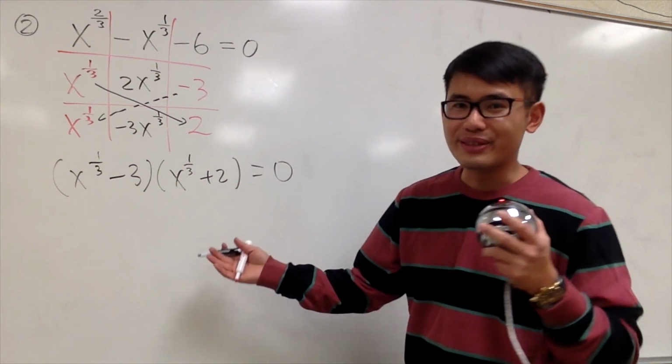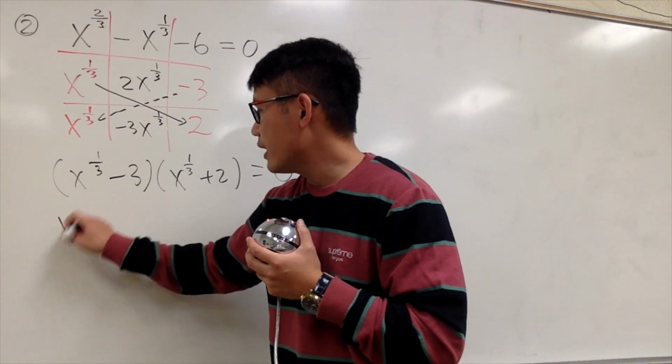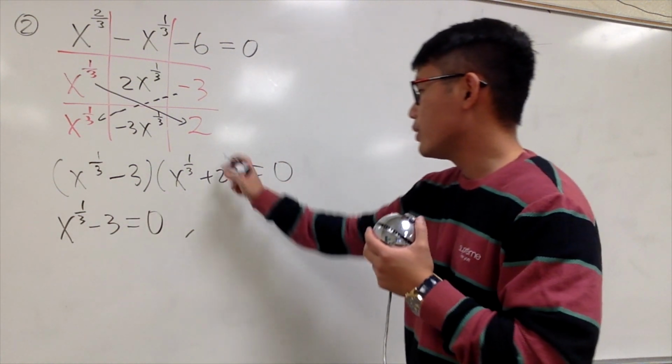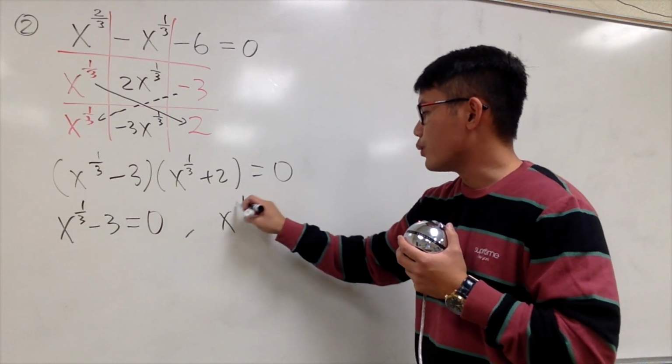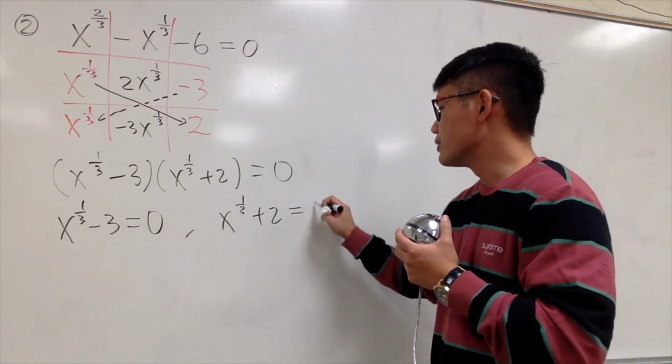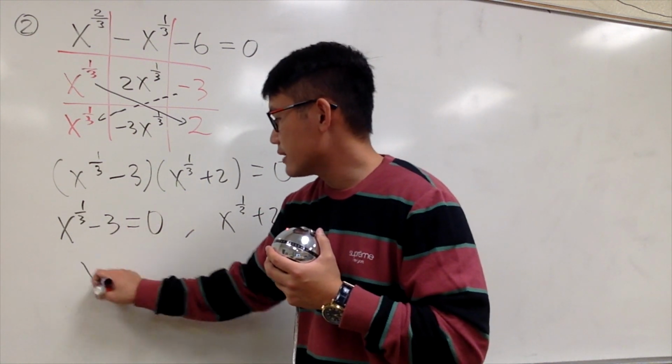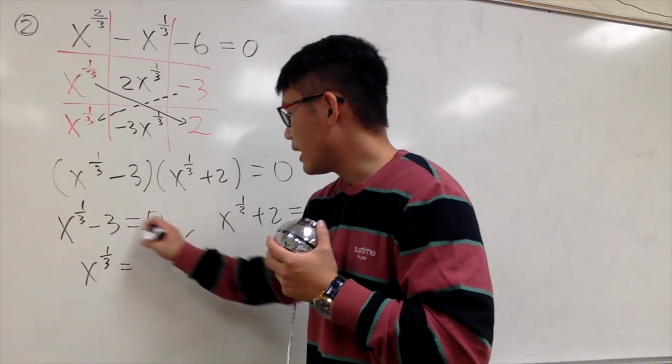And we can just continue this, right? So I will make the first equation, x to the 1/3 minus 3 equals 0, and then we can get the second equation right here, x to the 1/3 plus 2 equals 0. I'm going to add 3 on both sides here, so we have x to the 1/3 gives us positive 3.